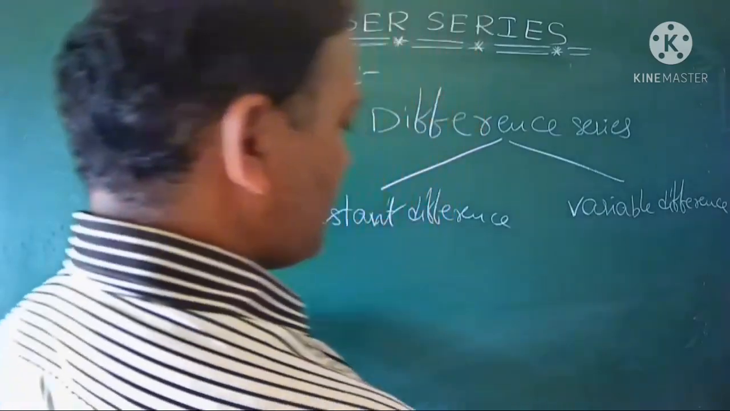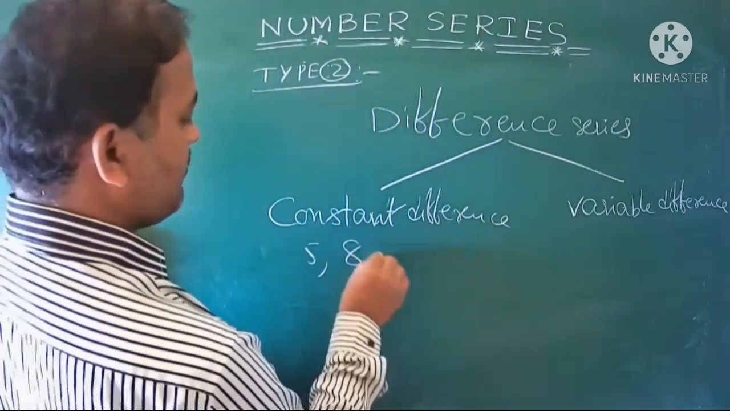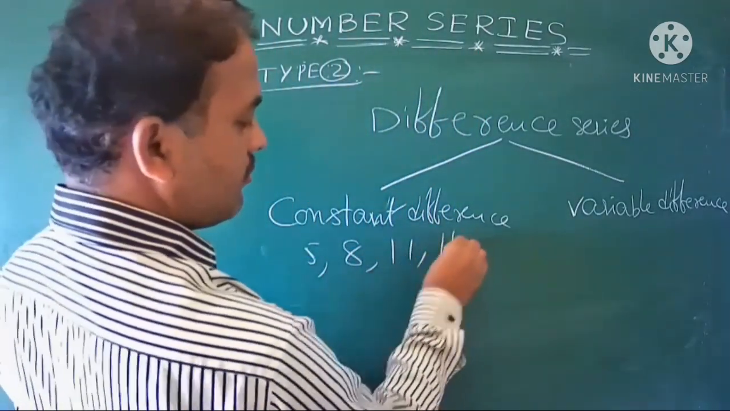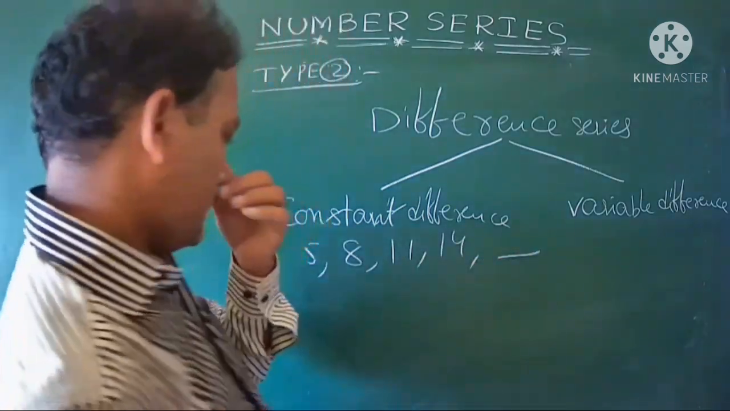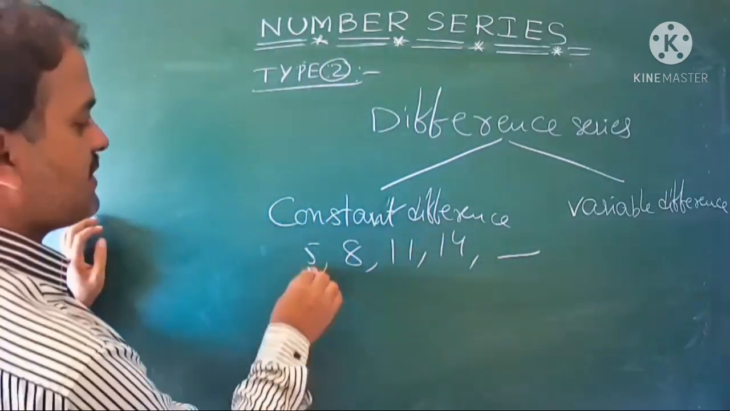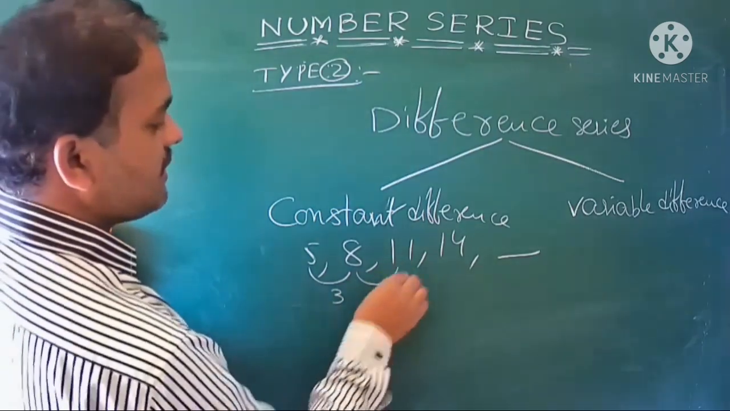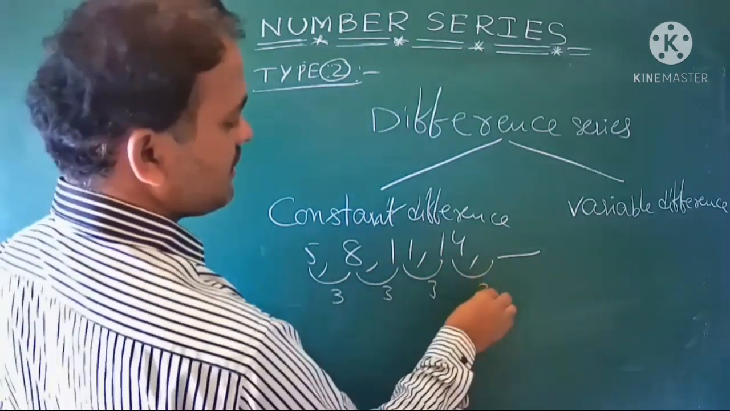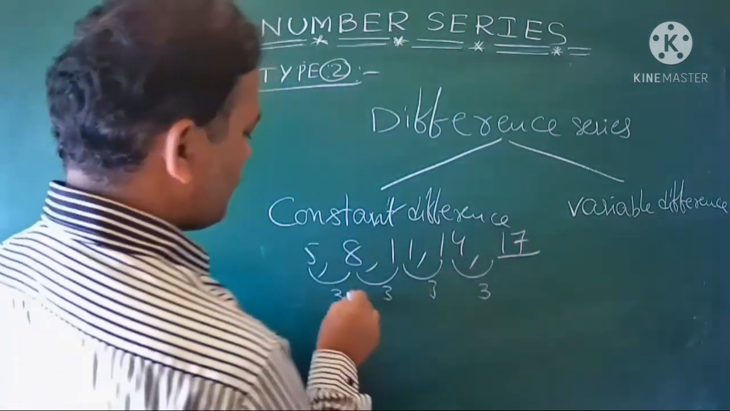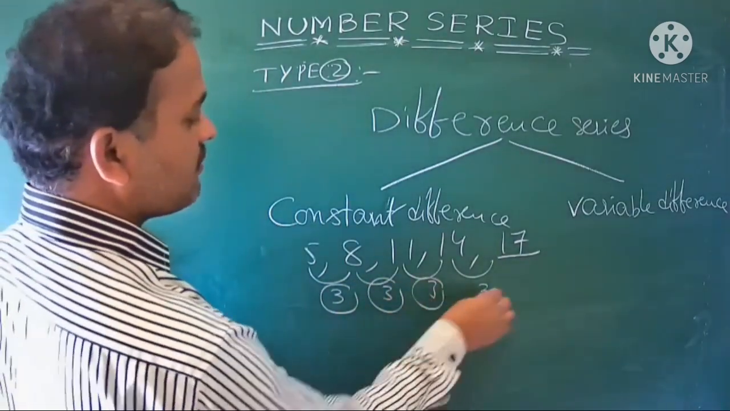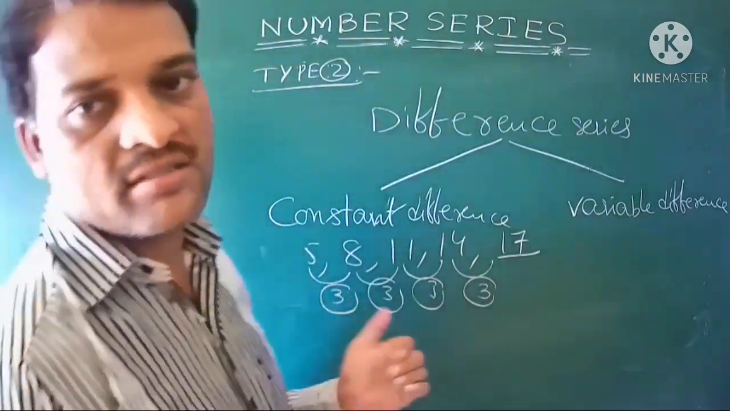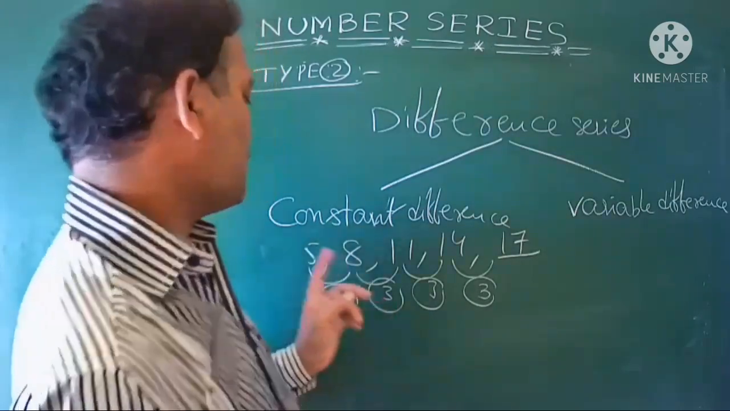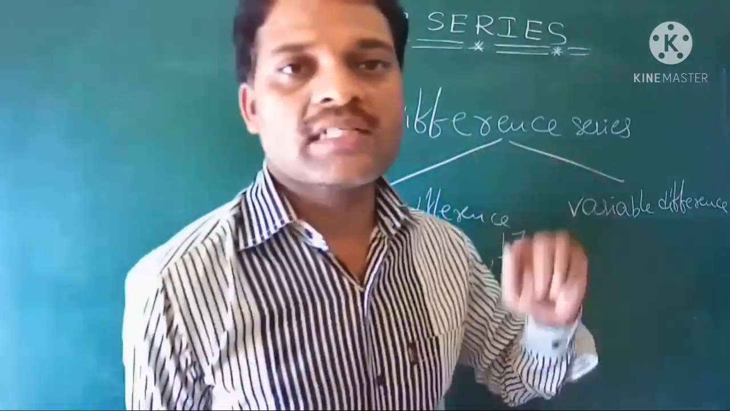For example, suppose it is 5, 8, 11, 14, dash. You need to observe here that the difference is 3. It is 3 difference, next it is 3 difference, so 17 will come here. Only the number 3 is the difference between two successive terms. So that's why this is called constant difference.